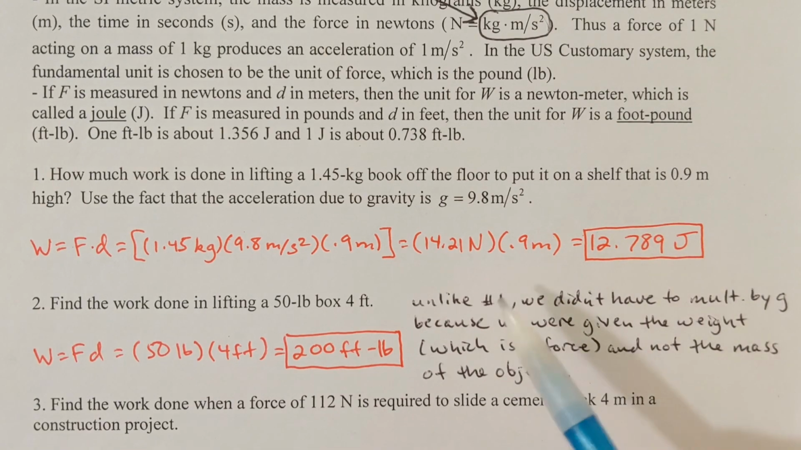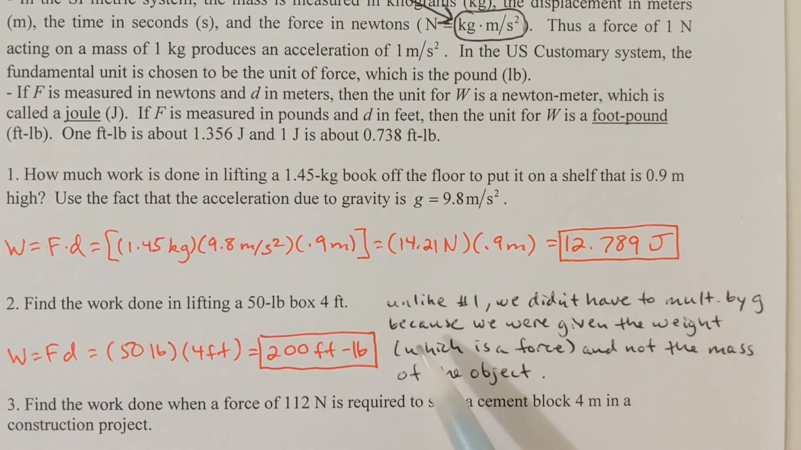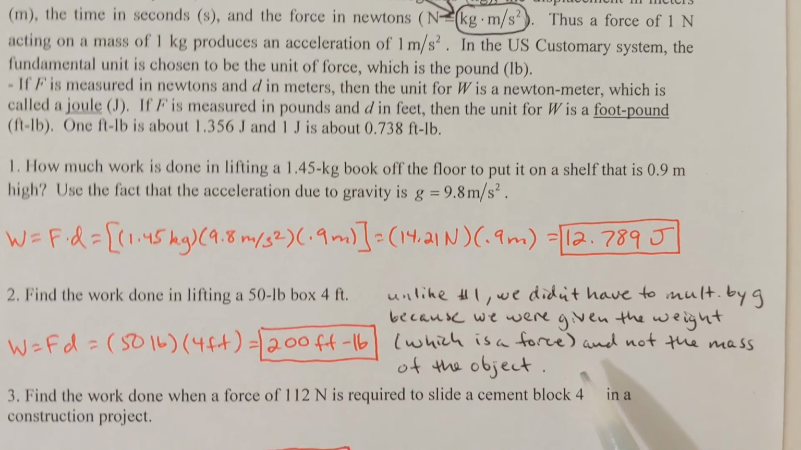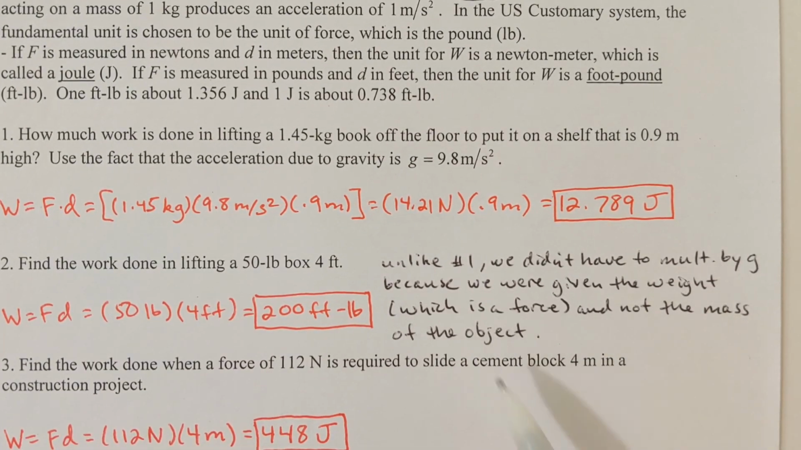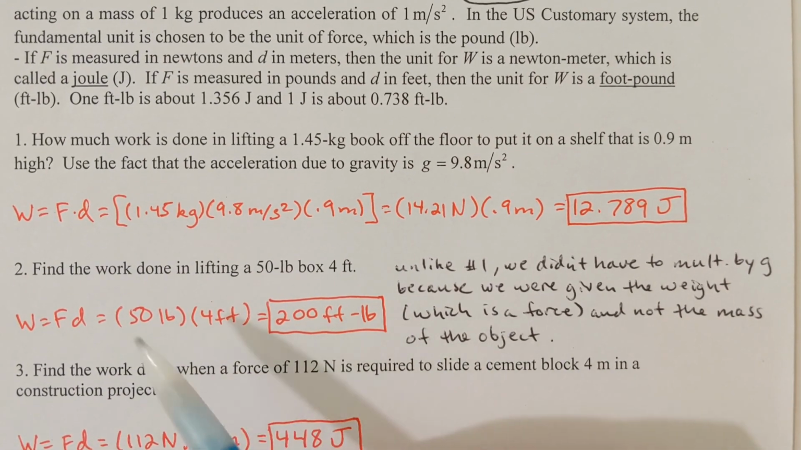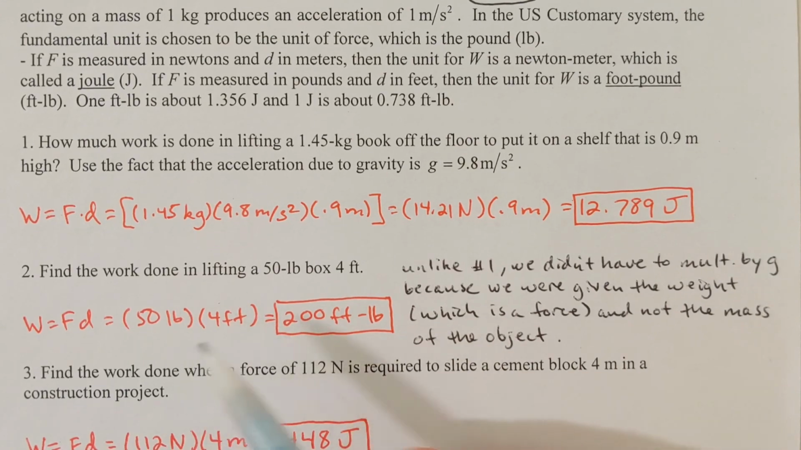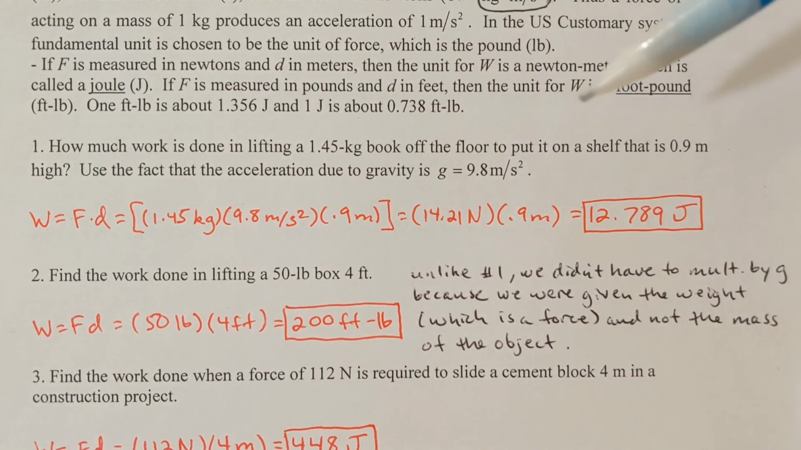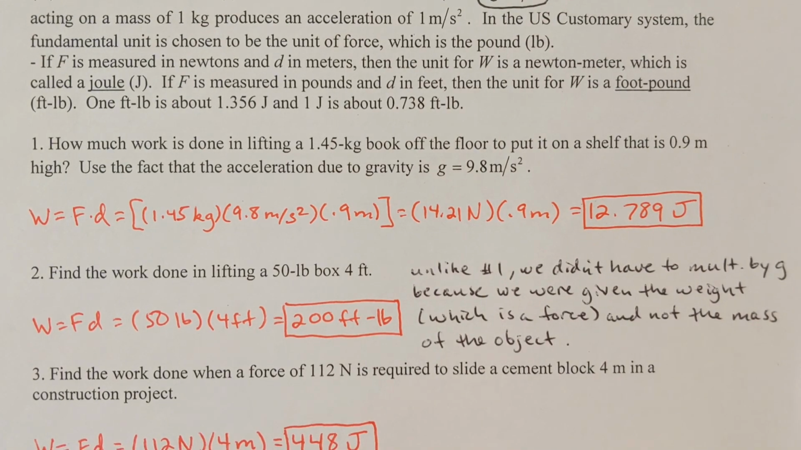Okay, there's a note here. Unlike problem 1, we did not have to multiply by G, right? I didn't do that here, because we were given the weight, which is a force, okay, and not the mass of the object. The weight of the object already takes into account the acceleration due to gravity, and so there's no reason to multiply by that number if that's already been figured in.